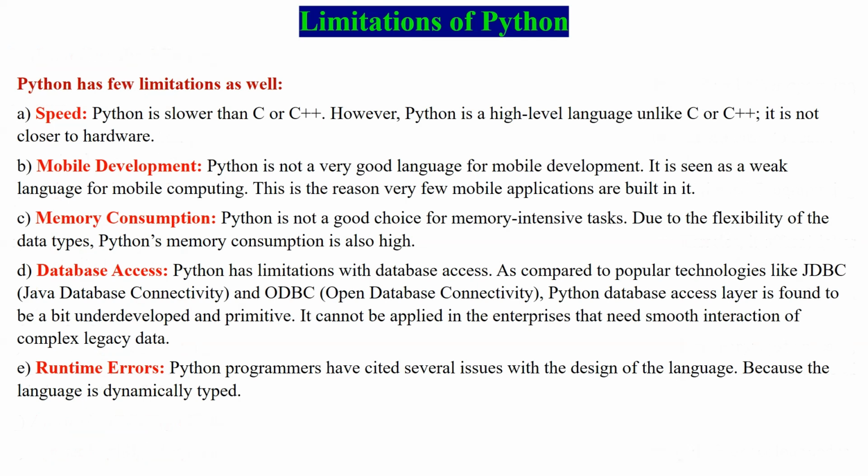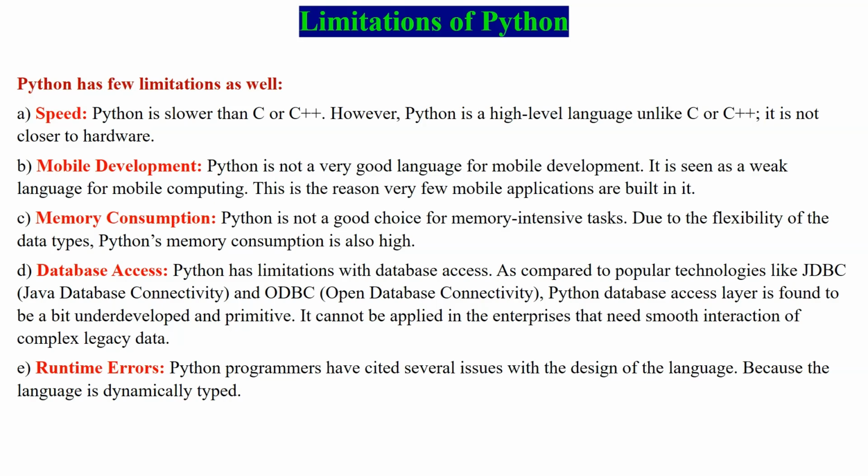Python has a few limitations as well. First limitation is speed. Python is slower than C or C++. However, Python is a high-level language unlike C or C++. It is not closer to hardware. Next limitation is mobile development. Python is not a very good language for mobile development. It is seen as a weak language for mobile computing. This is the reason very few mobile applications are built in it.